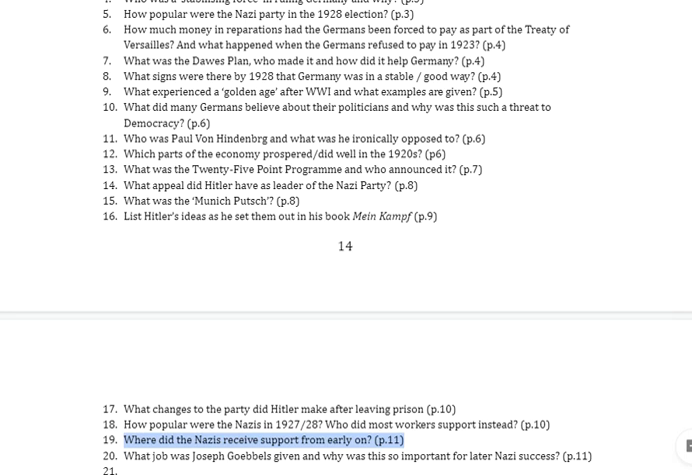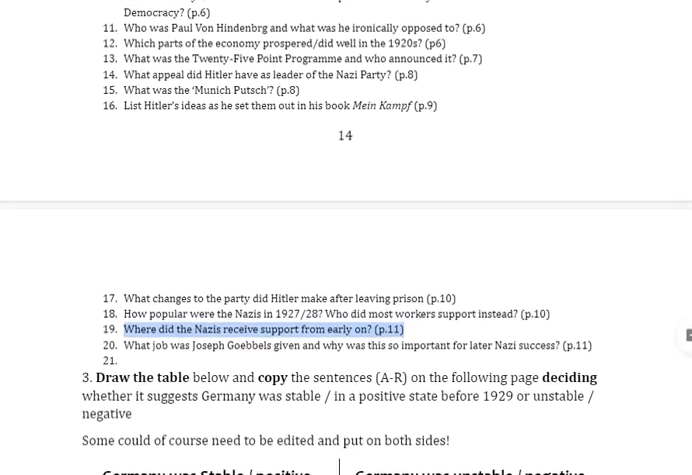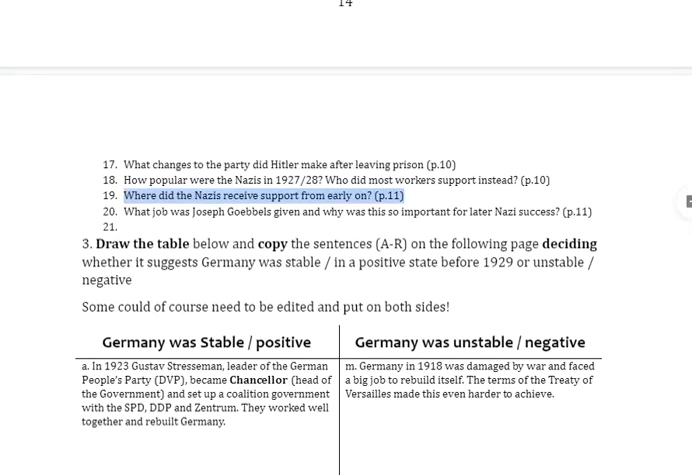What job was Joseph Goebbels given, and why was this so important for his later success? Well, Goebbels is a very famous, notorious figure because he was given the role of propaganda, and this was important because the Nazis were very successful at developing propaganda, which, as we know, is media used for political purposes. It was a very successful tool that the Nazis used to develop their support in Germany.